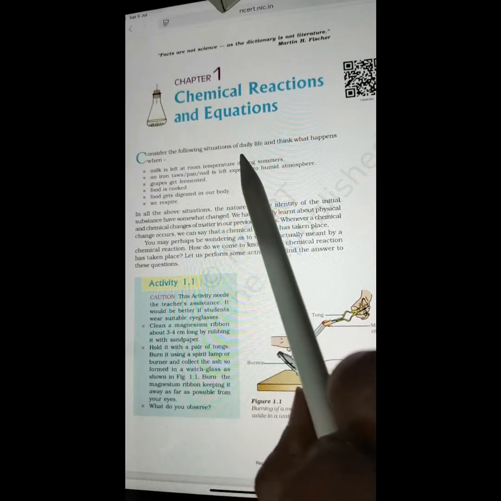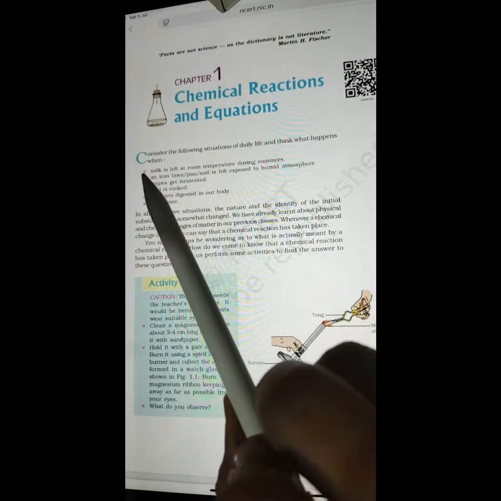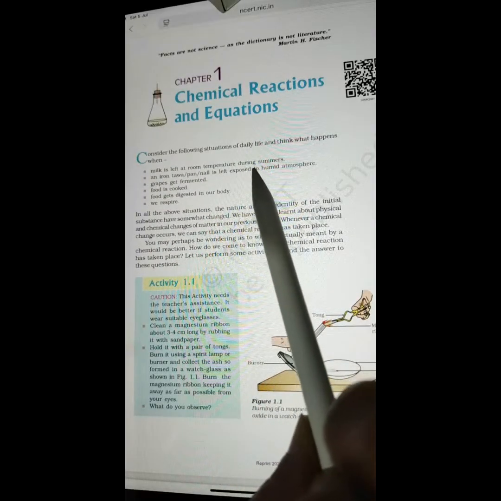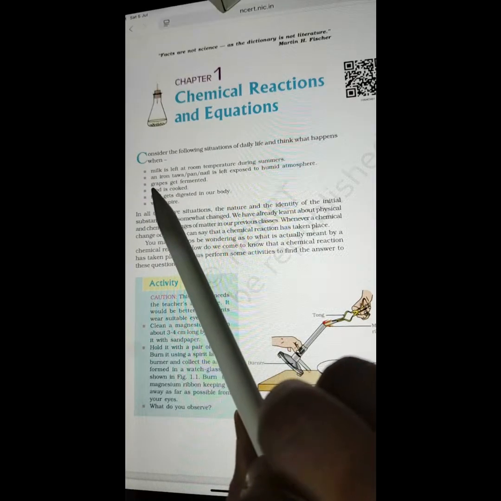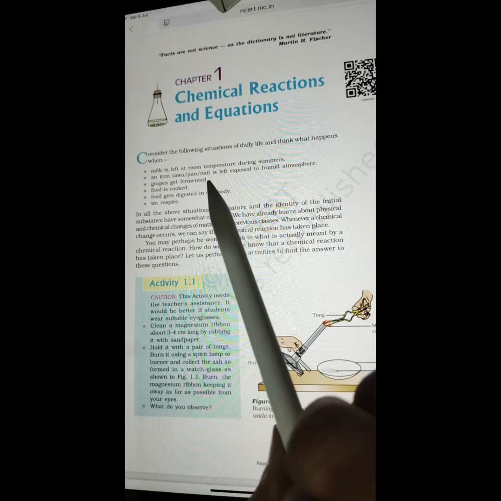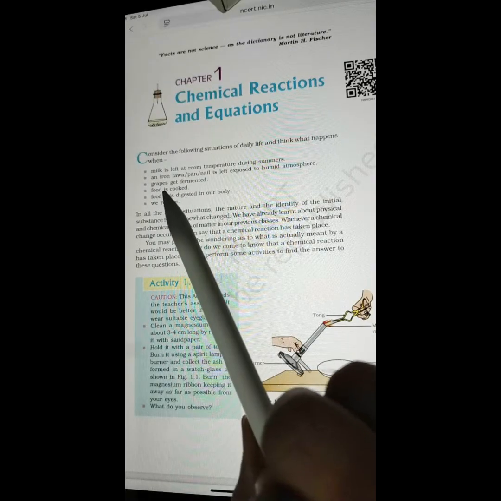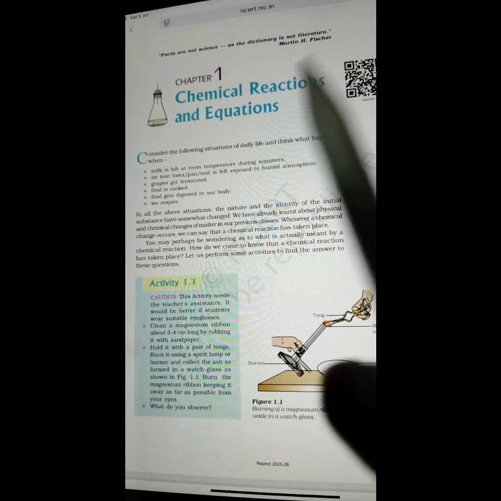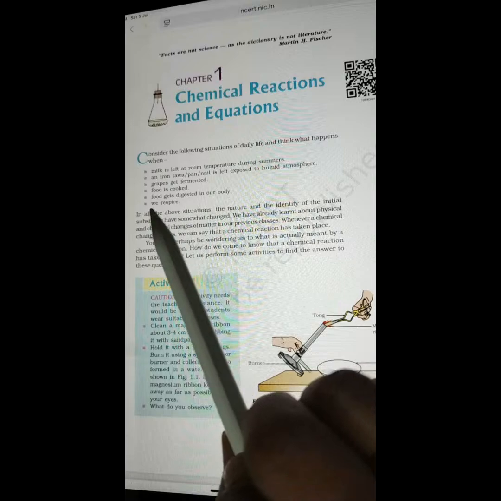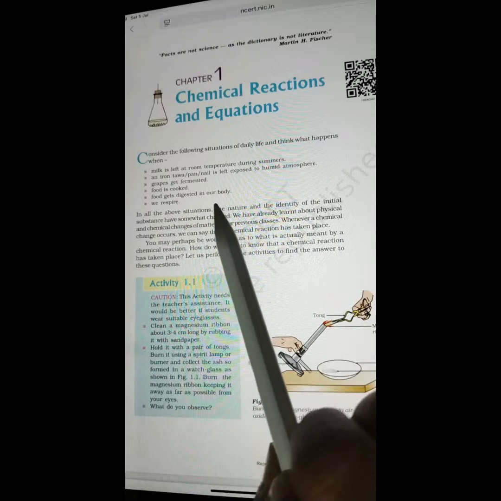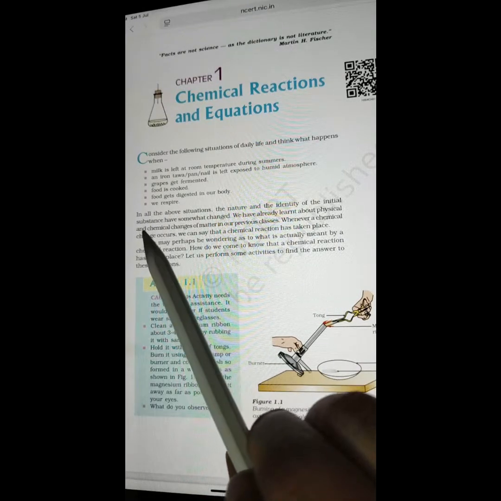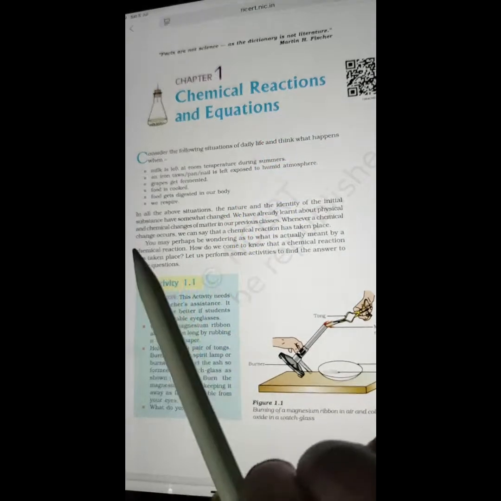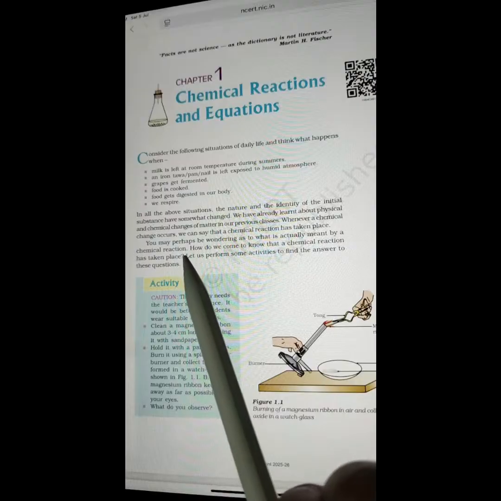Consider the following situations of daily life and think what happens when milk is left at room temperature during summers. An iron tawa, pan, nail is left exposed to humid atmosphere. Grapes get fermented, food is cooked, food gets digested in our body, we respire. In all of the above situations, the nature and the identity of the initial substance have somewhat changed.